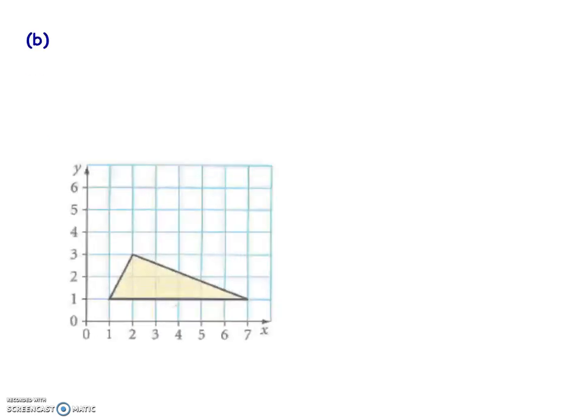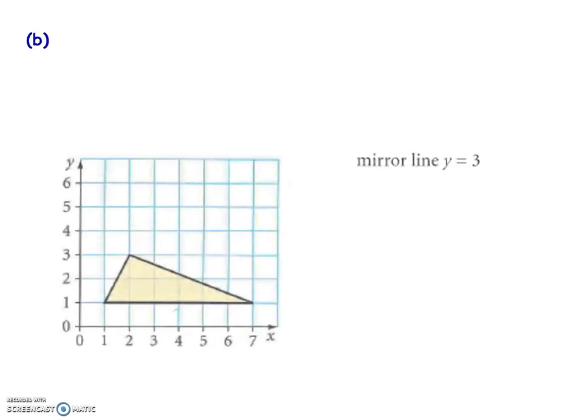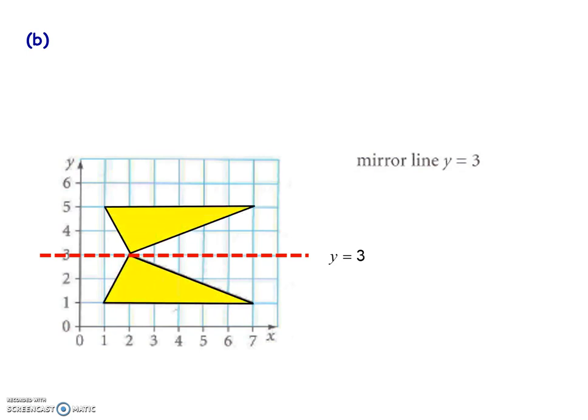Next question. Mirror line is y equals 3. So find the y-axis and find the number 3. You are going to draw a horizontal line like that. So this is your line y equals 3, and the reflection should look like this.